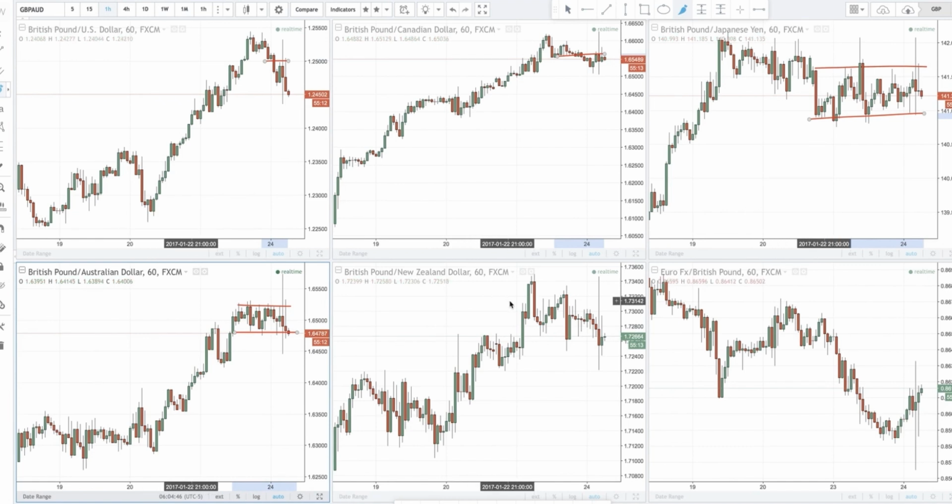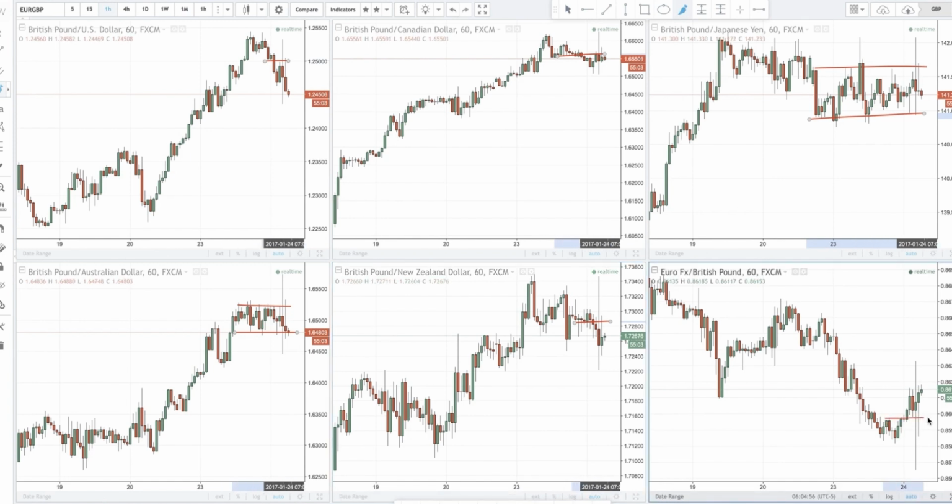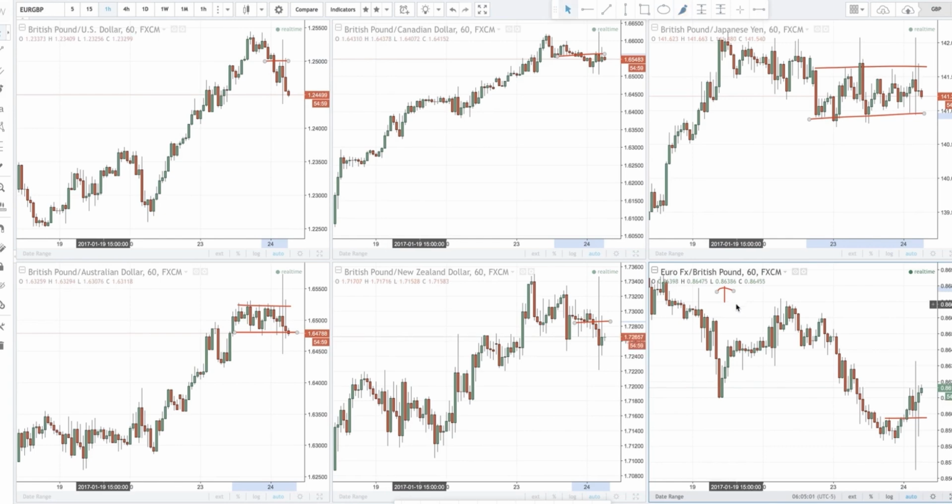Pound New Zealand. Okay, looks like this is definitely in the seller's mode as well. Seller's territory. Pound Euro pound, buyer's territory here because pound is on the opposite side. Okay, so that's understandable. So they're all saying pound is weak, right? Pound is weak across the board.